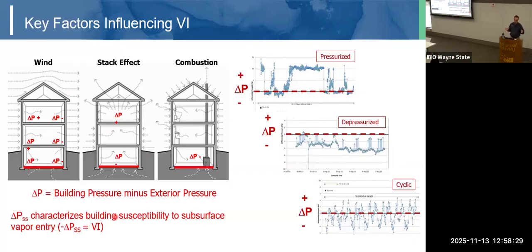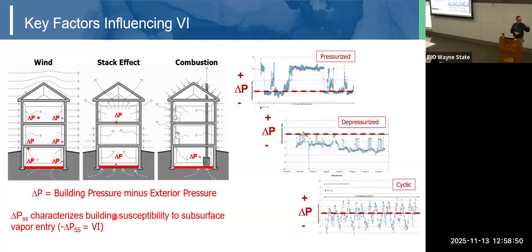So we can look at the differential pressure across that slab in a building over an extended period of time. We can get different signatures from different buildings. Some will just be neutral. There's no net differential pressure. Some buildings can be pressurized relative to subslabs, some can be depressurized. Again, that would be more susceptible to vapor intrusion.